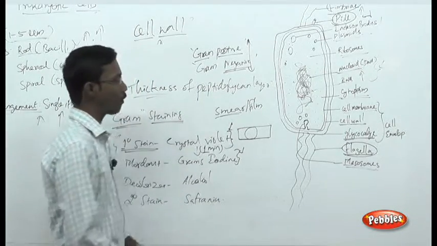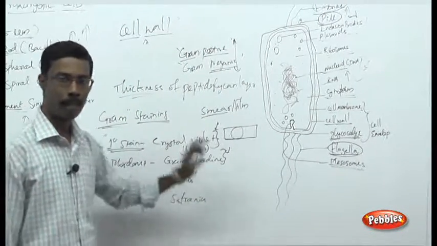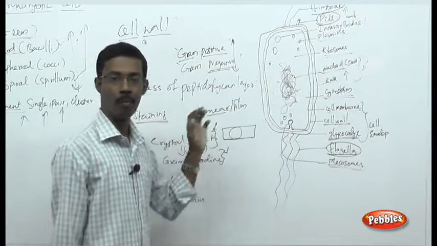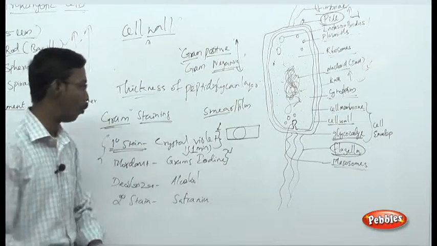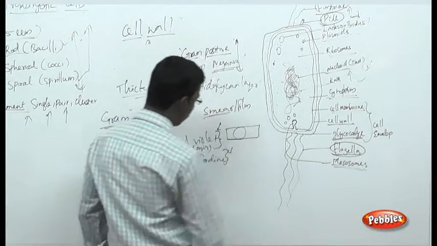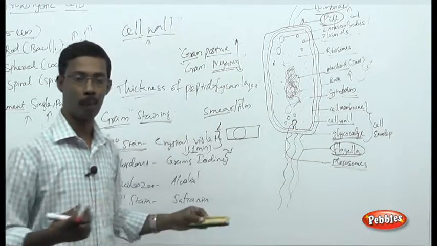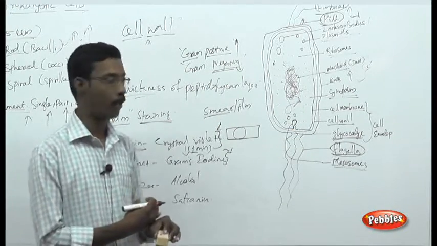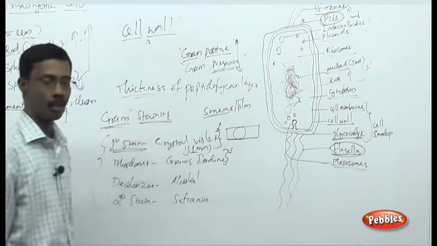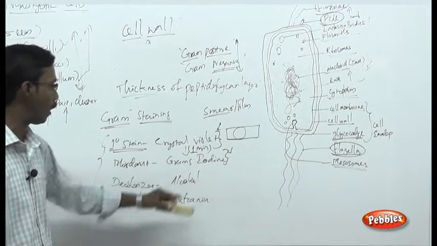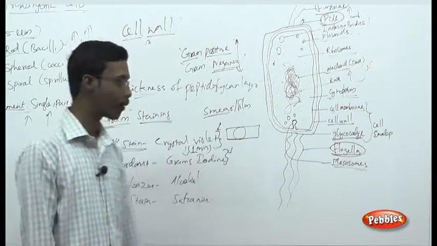Normally, what is the outermost structure present in a bacteria? It is the cell wall. The cell wall will take up the crystal violet so that it appears violet or blue. The crystal violet will be attracted towards the cell wall and the cell membrane, and it will take up the color, appearing blue with the help of Gram's iodine. Gram's iodine just fixes the color to the cell wall.